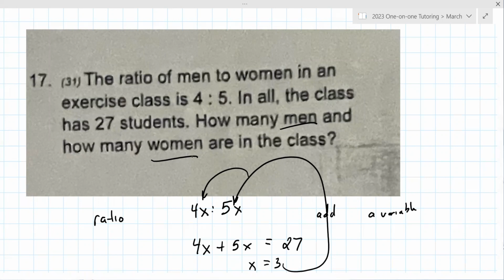Because 4 plus 5 is 9. And then you just put it in? Yes. So 12 men, 15 women? Yes. Yes.